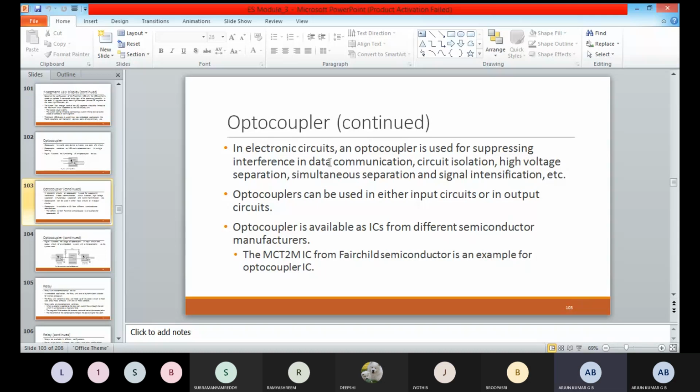Some of the manufacturers give it a name, such as MCT2M. That is an IC from Fairchild Semiconductor, an example of an optocoupler IC. Based on your application and specification, you can choose the ICs.